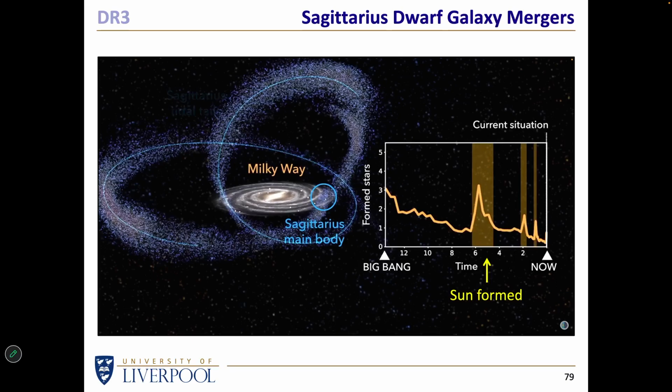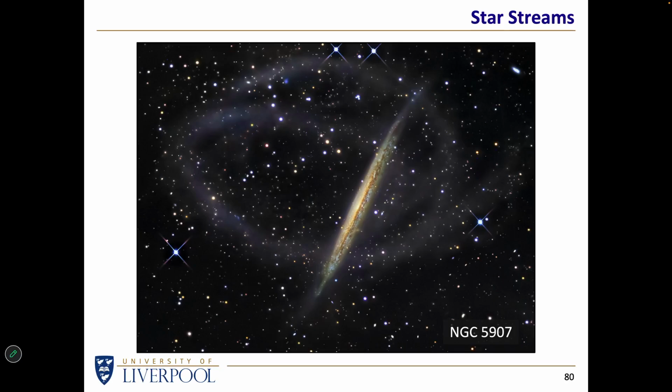We can't prove that the sun was born because of Sagittarius, but the timing is about right. We know there was a peak in the birth rate, as it were, and that's when our sun was born. So maybe we owe our existence to the Sagittarius dwarf galaxy.